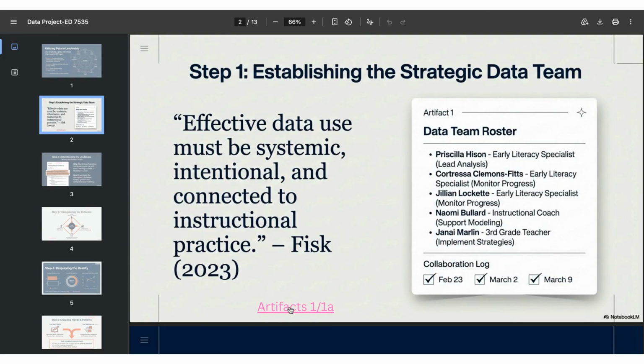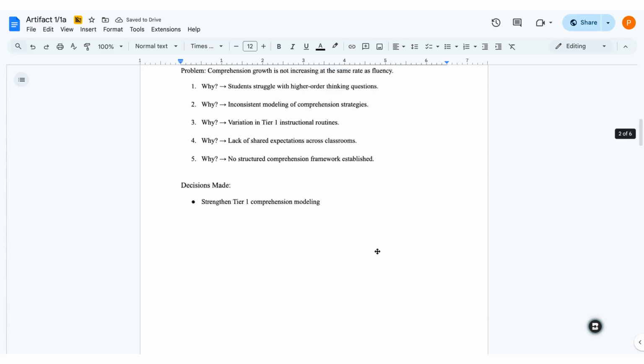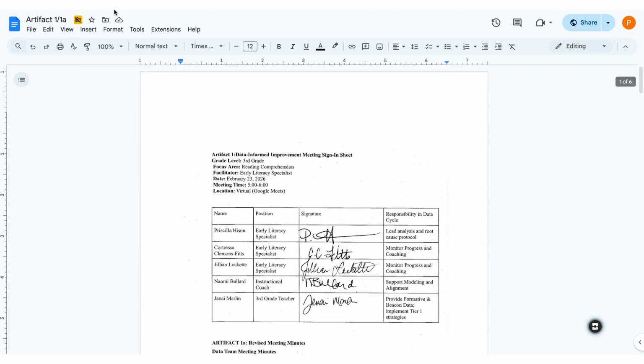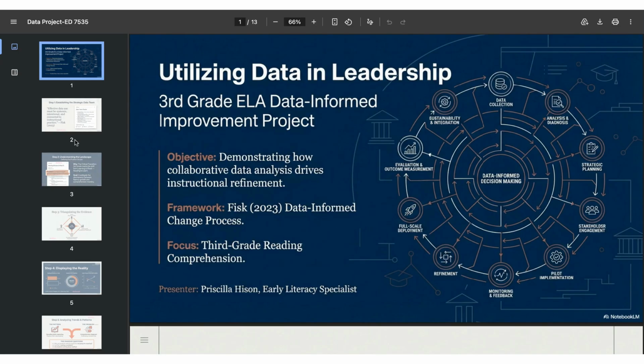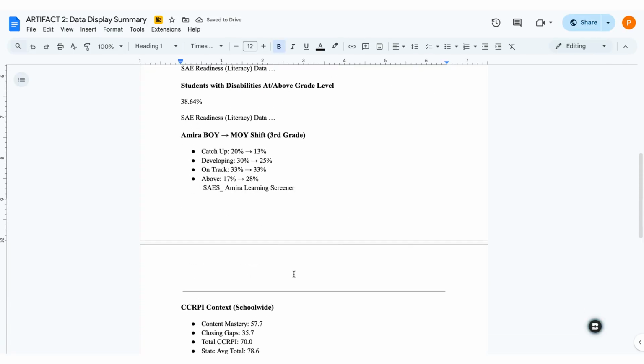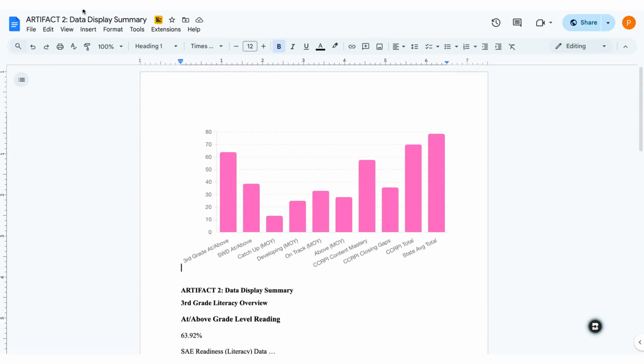And if you click right here where it says artifacts 1 of 1A, you can see those particular sign in sheets and the meeting minutes and what was discussed. During our initial meeting, we explicitly discussed the why behind the data. The team examined why comprehension growth was not matching the fluency growth. This conversation was documented using a structured root cause protocol. And also, we have this artifact too, and it talks about what we discussed as well.